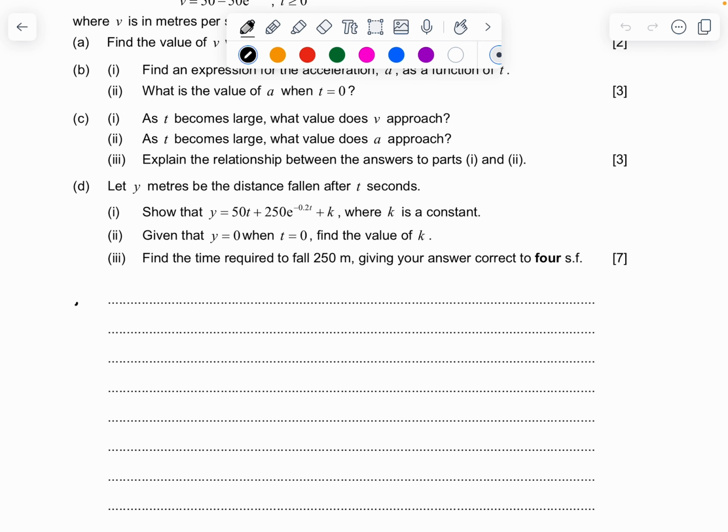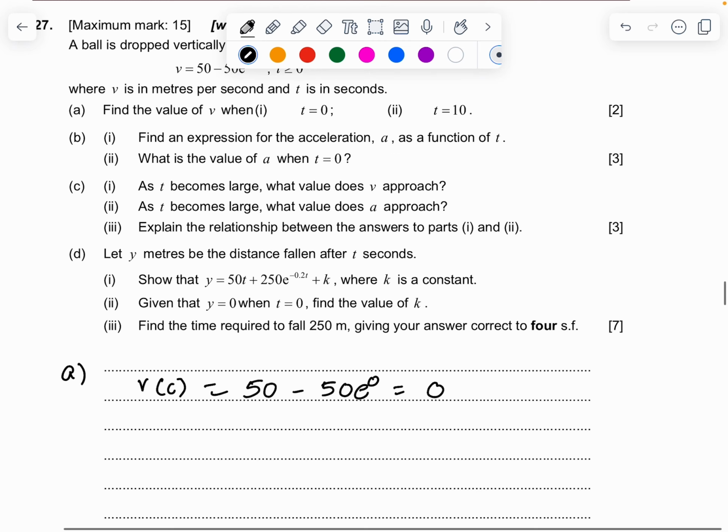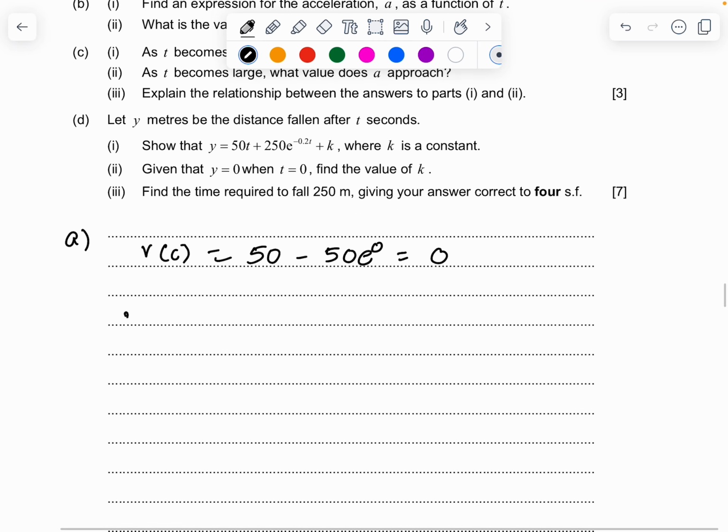So part A, v0 equals 50 minus 50 e to the power 0, which is going to be 0 itself. Next, at t equals 10. So v10 equals 50 minus 50 e to the power negative 2. Do it by calculator, you should be getting 43.2.